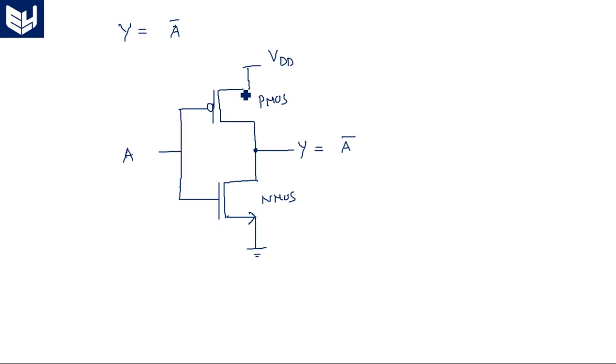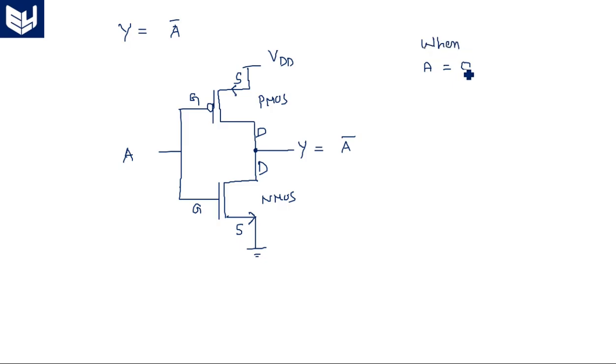Here in the PMOS transistor, this is the source terminal and this is the drain terminal. As I said, this is source, this is gate, and this is source. So the sources of these two are connected to power supply rails, VDD and ground, and the drains of these two are connected to the output terminal, Y equal to A bar. So what happens when input A is equal to 0?